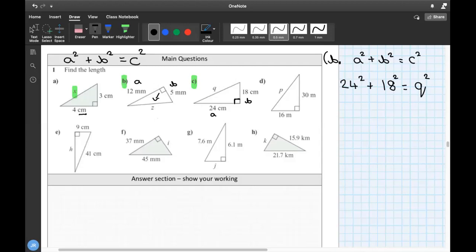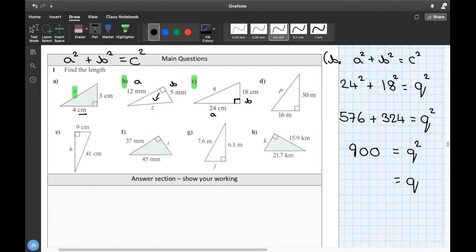Okay, I now need to do 24 squared, 24 times 24, that gives me 576. And then 18 squared, 18 times 18, going to give you 324. That's all equal to Q squared still. Next, I need to add those two things together. We do that, we will get 900. I now need to get from Q squared to just Q, so I need to do the square root.